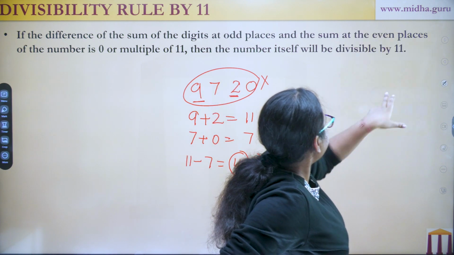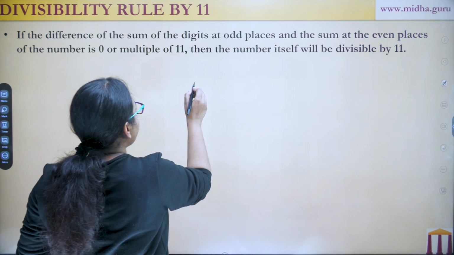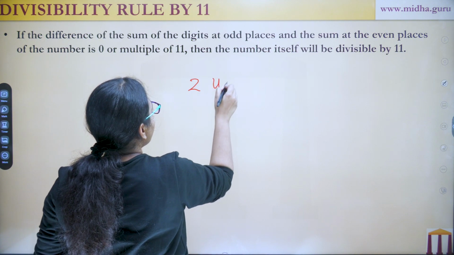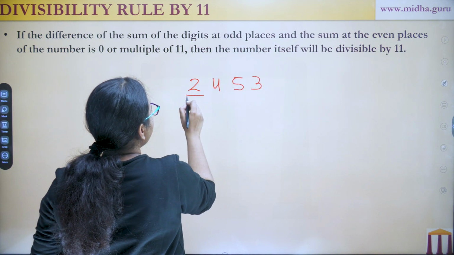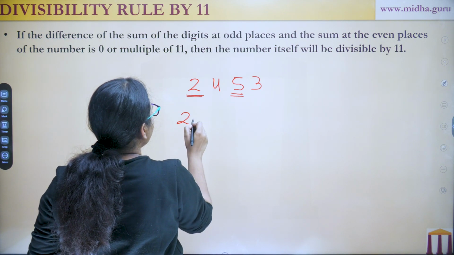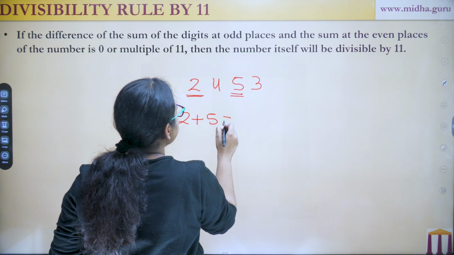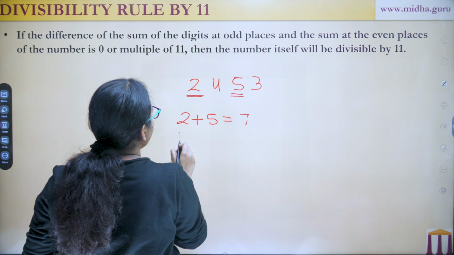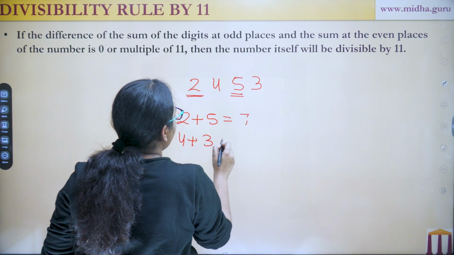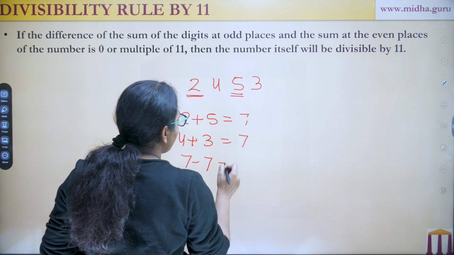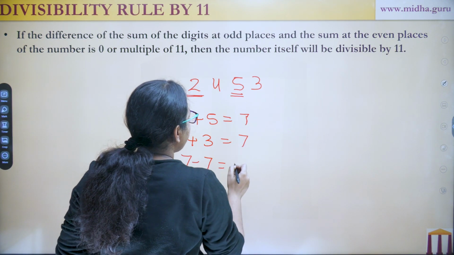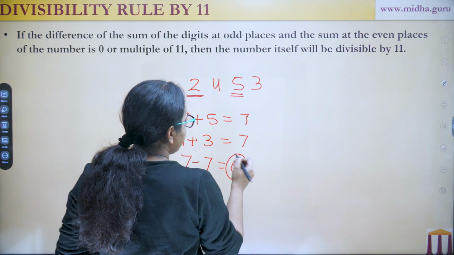Let's take one more example. So we will take 2, 4, 5, 3. If we check the odd places, the sum will be 7. If we check the even places, again the sum is 7. If we get the difference of these two sums, then we will get 0. So yes, it is 0.